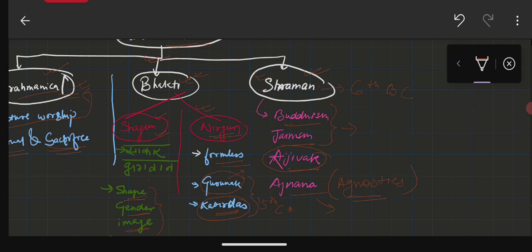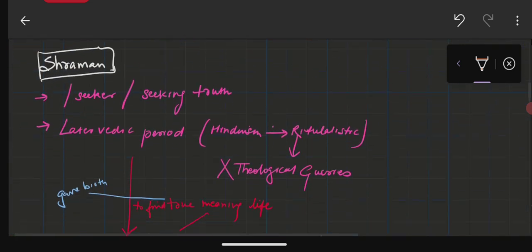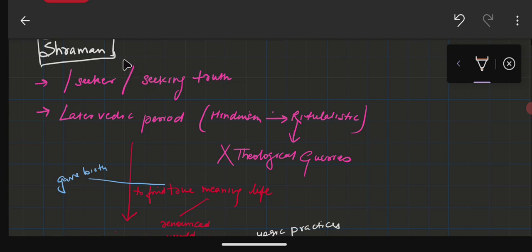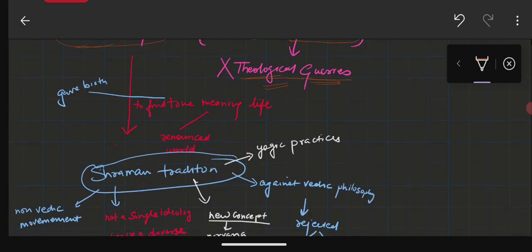Now let's talk about Shraman tradition in brief. Shraman literally means seeker, that is, one who is seeking truth. During the later Vedic period, which was from 1000 to 600 BC, Hinduism got too many ritualistic practices in it, because of which the theological queries of people were neglected, and people were not able to get answers to the philosophical nature of life, and this problem gave birth to Shraman tradition.